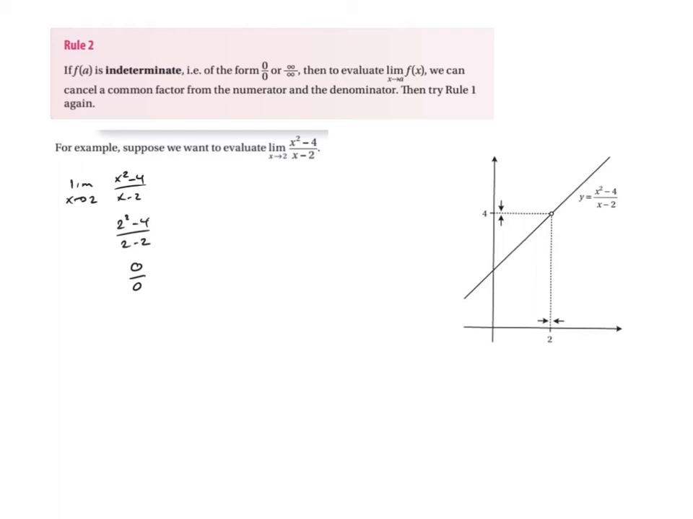So what we do is we go back to the beginning. We've got the limit as x heads towards 2 of x squared minus 4 over x minus 2. Now hopefully you've spotted the top here is a difference of 2 squares.